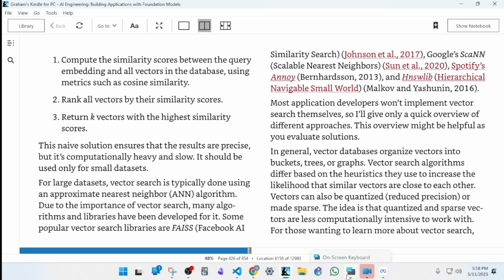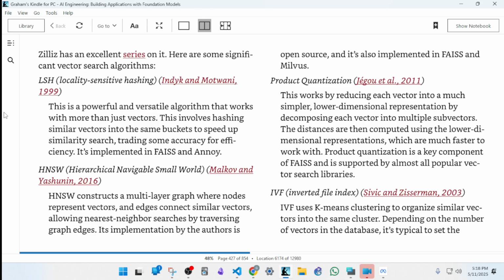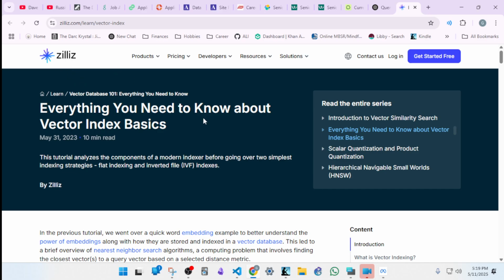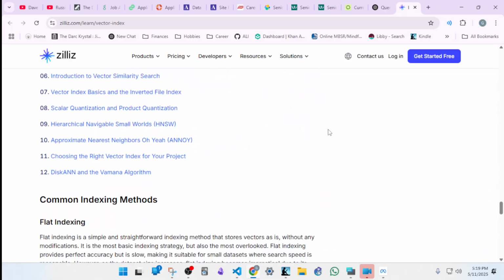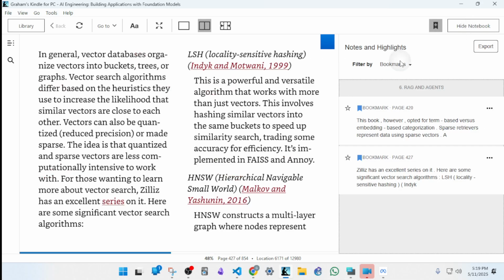For those wanting to learn more about vector search, Zilliz has an excellent series on it. Here are some significant vector search algorithms. So let's take a look at what this series is. Oh, it's what the site is. So this is Zilliz. Okay, so yeah, this is pretty good. It's a free tutorial. All right, let me advance the bookmark just in case. Sometimes I lose my place, so it's nice to have the bookmark there.